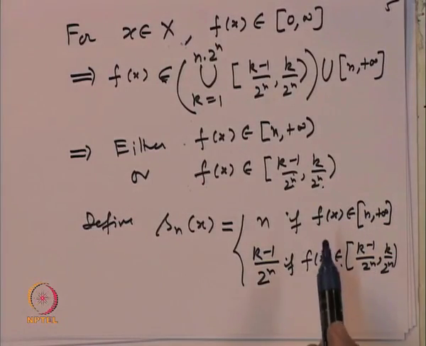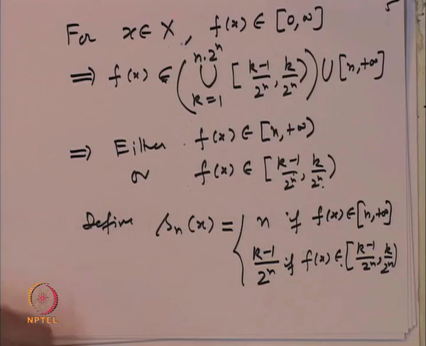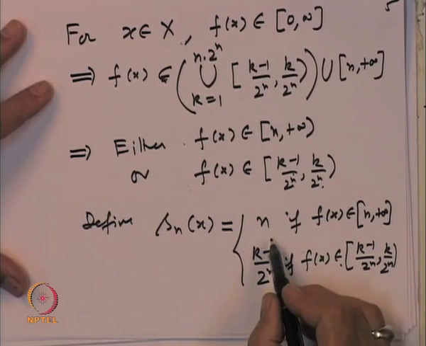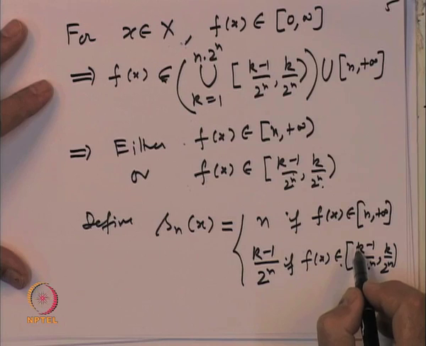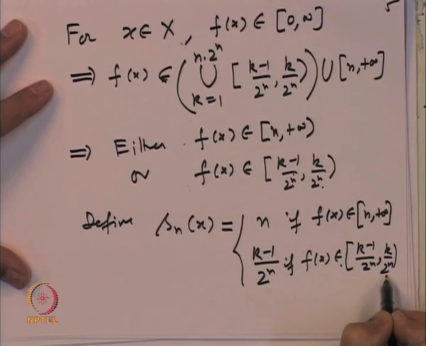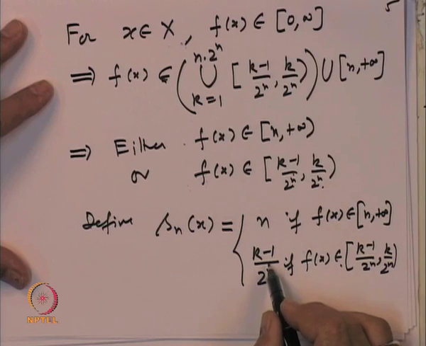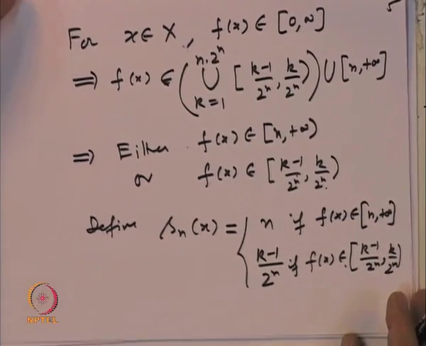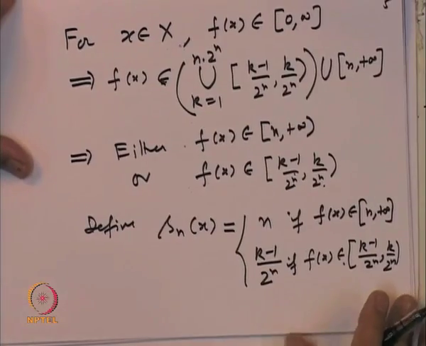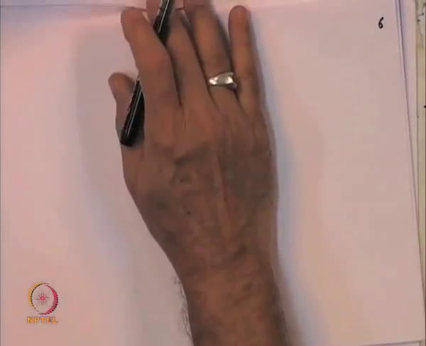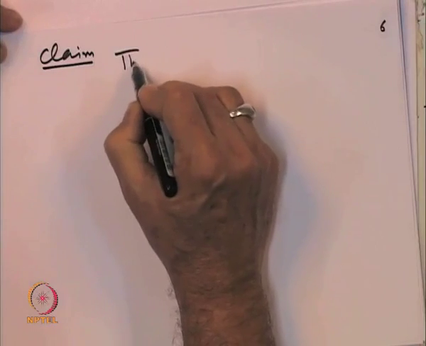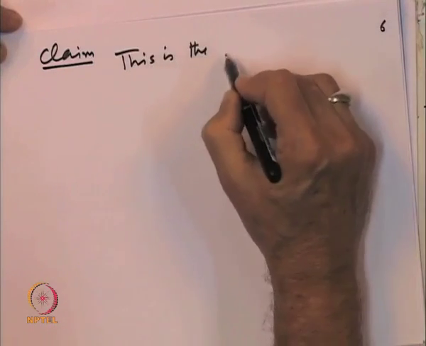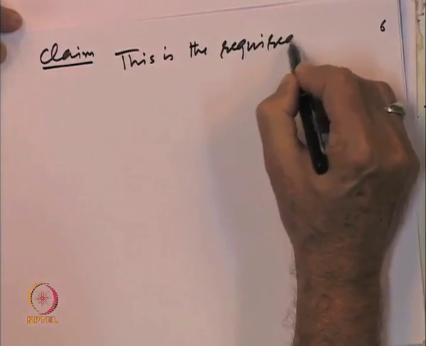So, the function S n of x is defined to be equal to this. S n of x is n if f of x is bigger than or equal to n, and if it is strictly less than n, then it will belong to one of those small pieces, and that is defined as the lower value of that interval as the value of the function S n of x. So, our claim is that this is the required sequence.